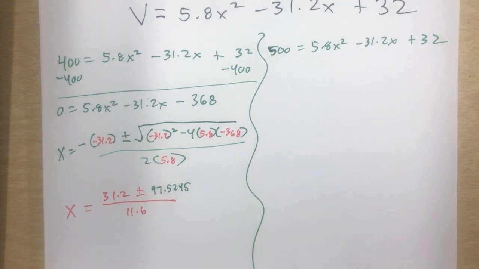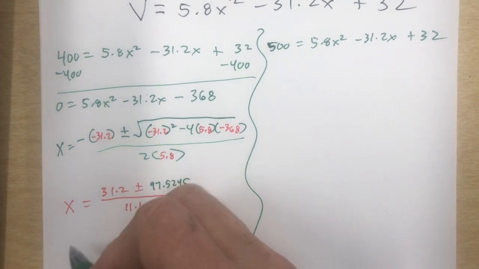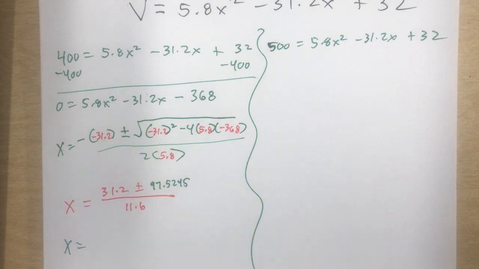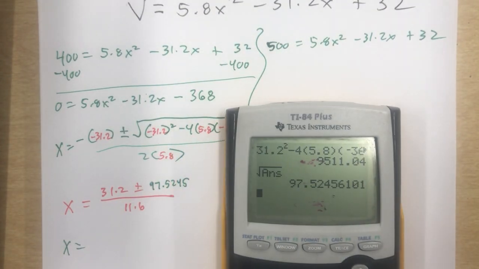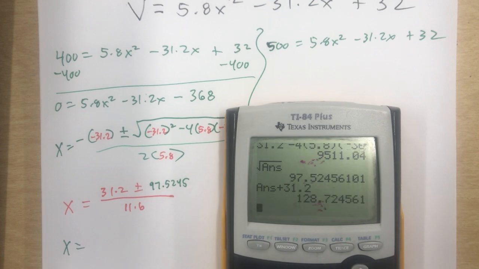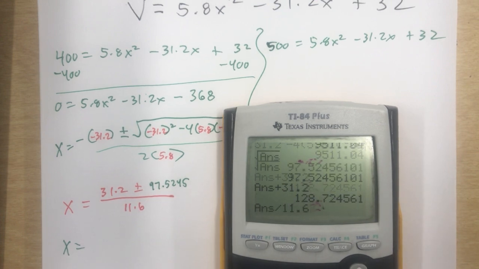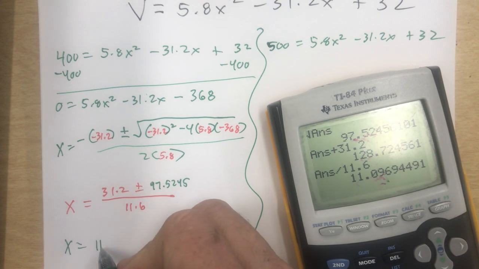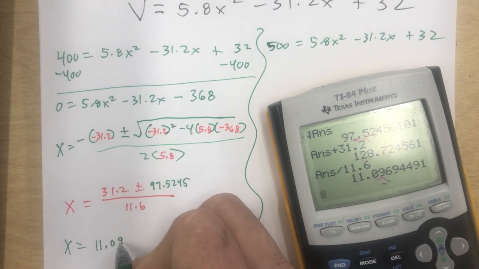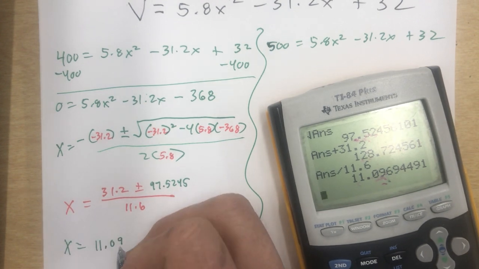All right, so I've got plus 31.2 equals divide by 11.6, and I've got this right here, 11.09. Round to the nearest tenth, so 11.1.